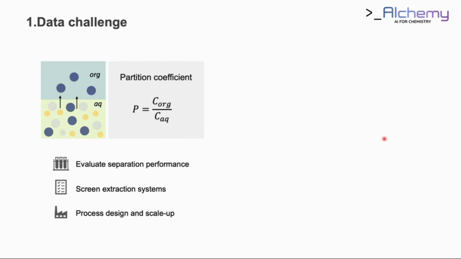So the first one, I like to start from the first challenge that we see, which relates to the data. One of the key pieces of information that we care about in this separation process is the partition coefficient. It's defined as how much of the component is in one phase over another phase, so that you can know how it is distributed between these two phases. We normally use this to evaluate how the separation process performs, whether it's good or not. We use this to screen new separation systems, and it's a key indicator for us to scale up this process.